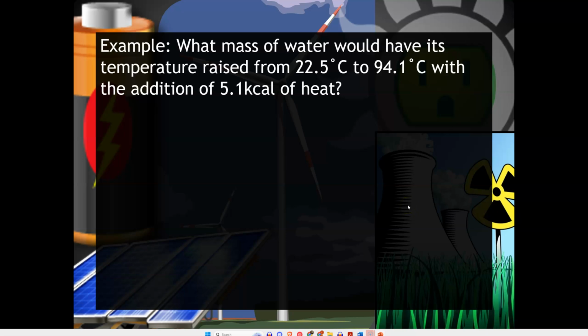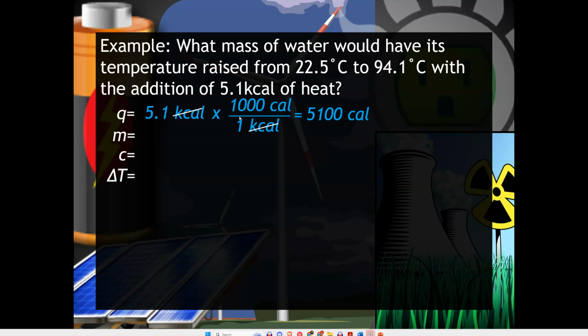Okay, let's talk about the next one. What mass of water would have its temperature raised from 22.5 to 94.1 with the addition of 5.1 kcal of heat, kilocalories? So let's talk about Q, m, c, and ΔT. Q is equal to 5.1 kilocalories, which means you have quite a bit of heat here, but we have to convert this to calories by multiplying by 1,000, which gives us 5,100 calories. Our mass is what we're trying to find out. Our c value is not given, but we know it's water, so it's 1 calorie per gram per Celsius. And our ΔT is 71.6.